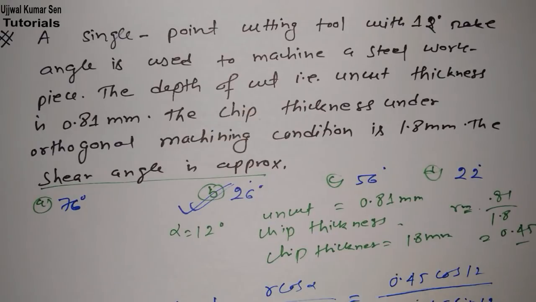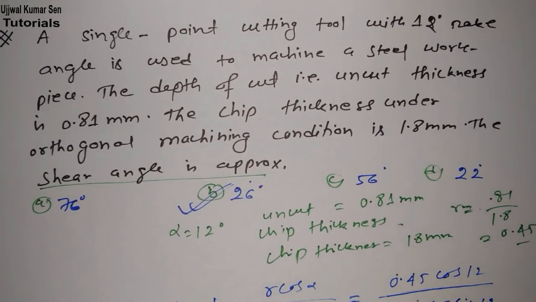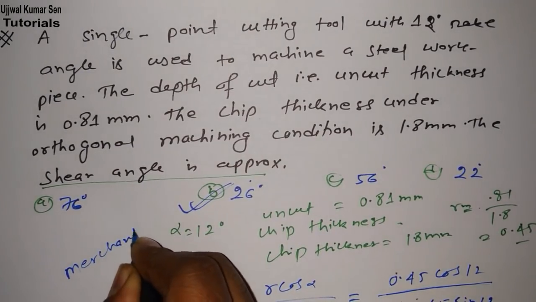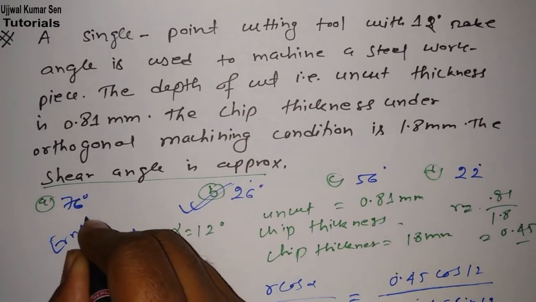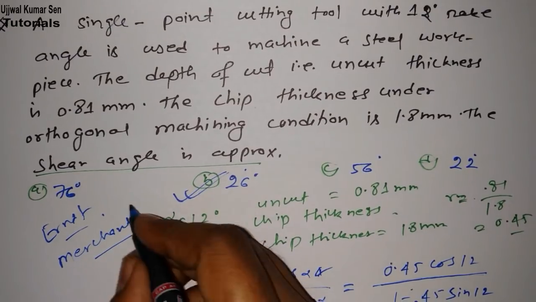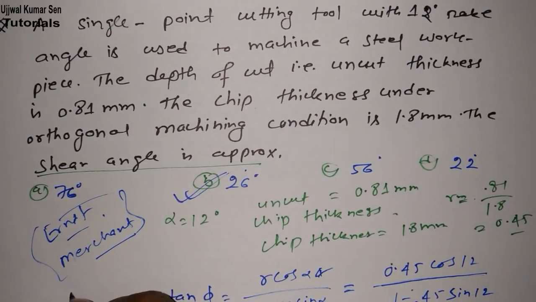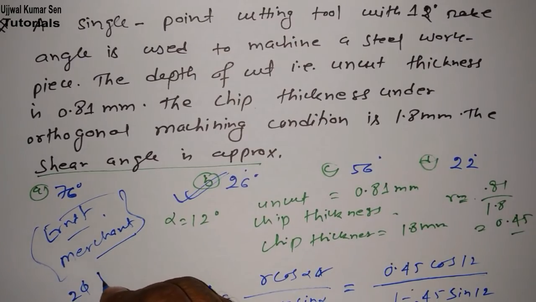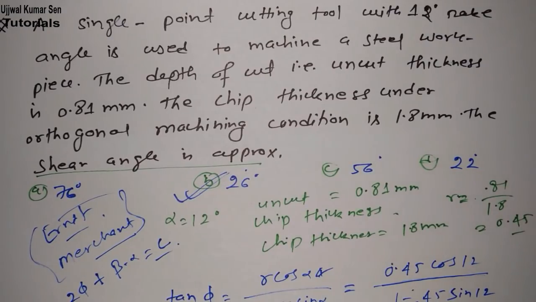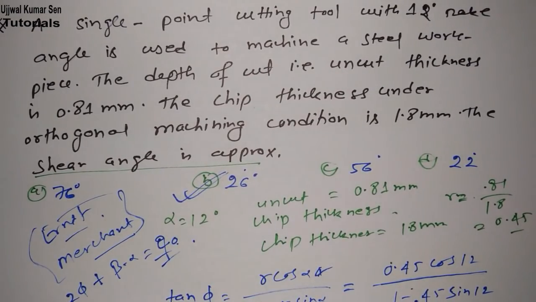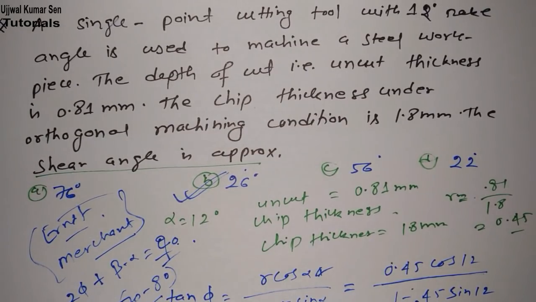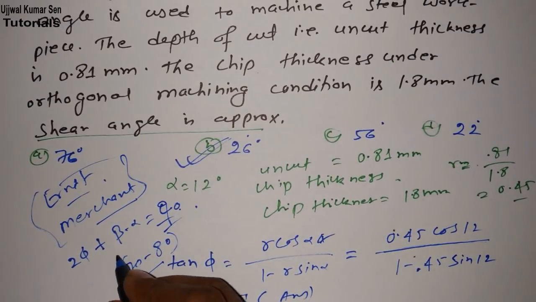One other thing I would like to share with you, which may come up in the examination, is the Merchant theory or Ernst theory. Because alpha is here, at most they try to confuse by giving this relation. In this relation, we got 2 phi plus beta minus alpha is equal to a constant, and this constant they usually give. They may give you 90 degrees or 180, that depends on them, but for steel it's about 70 to 80 degrees.